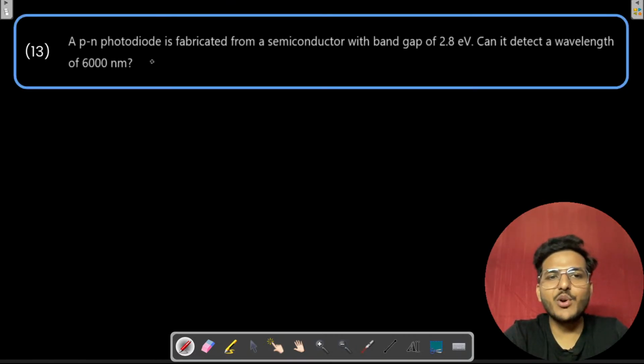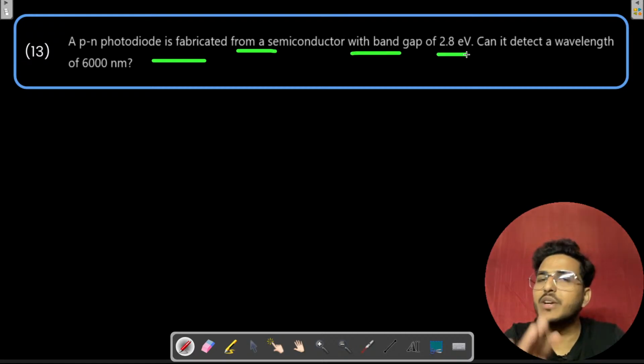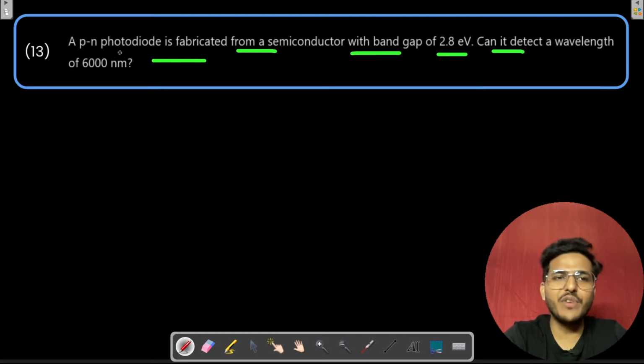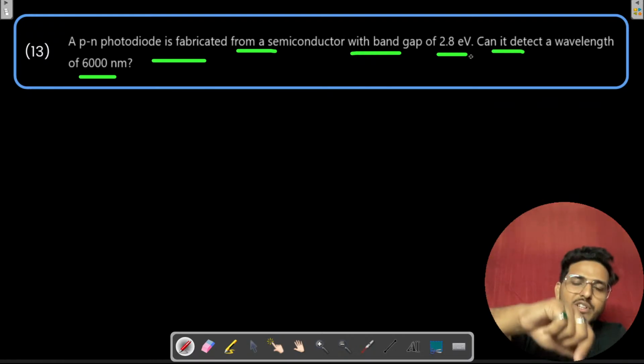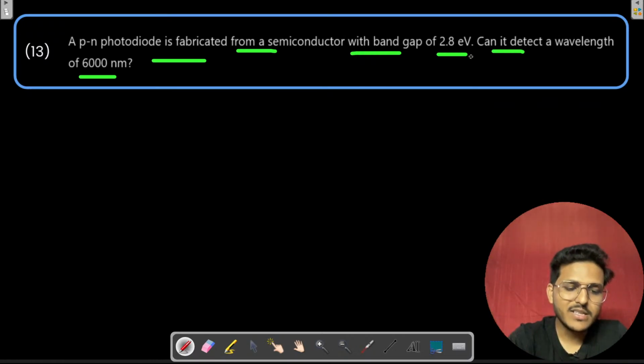A PN photodiode is fabricated from a semiconductor with band gap 2.8 electron volt. Can it detect a wavelength of 6000 nanometer? Is it possible? No. Vaishnavi, basically it's 4 upon 1, second to first. They ask second to first.